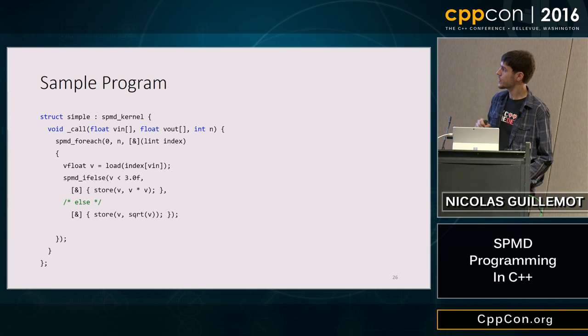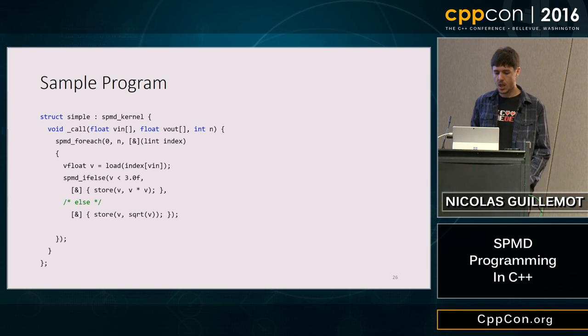And then here's the if-else, so a bit gnarly because of the lambda notation, but hopefully not too unreadable. You can see I've got the if test at the start, the v less than 3, and then I pass in the if block and the else block as lambdas. The idea is that this SPMD if-else statement is going to do the comparison, and then run the if block and the else block with the appropriate mask set in between the calls. Okay. And finally, store the results back to memory.